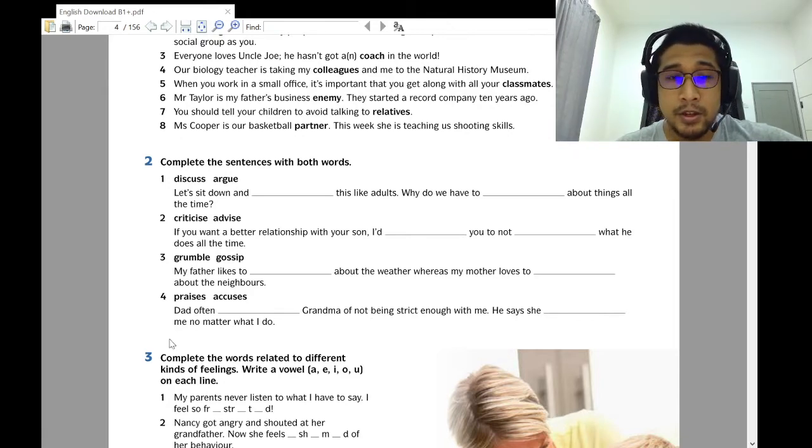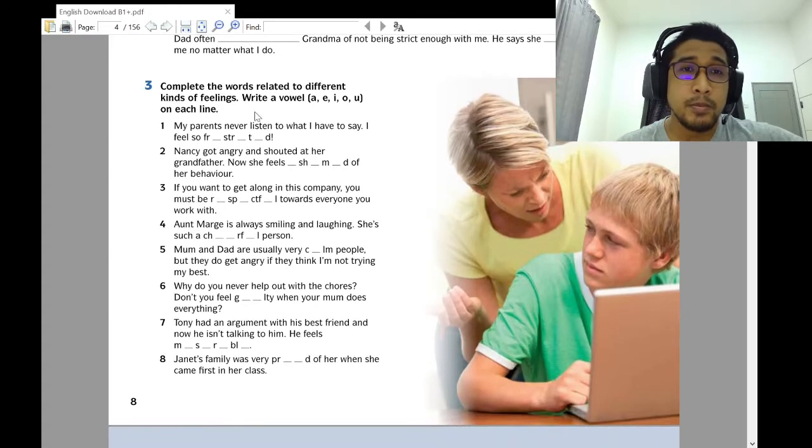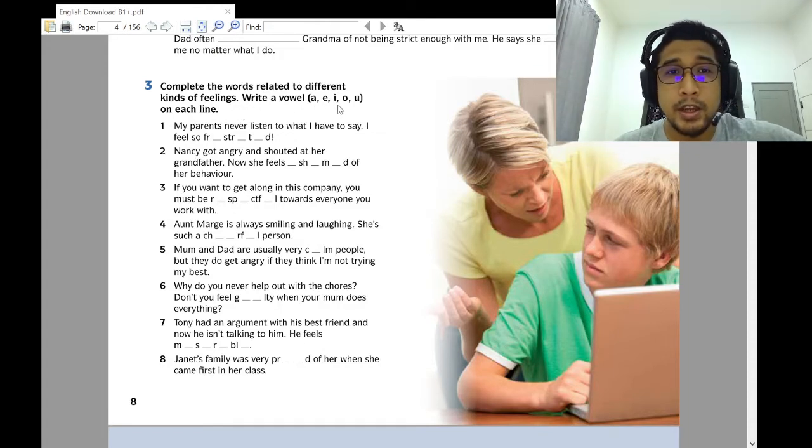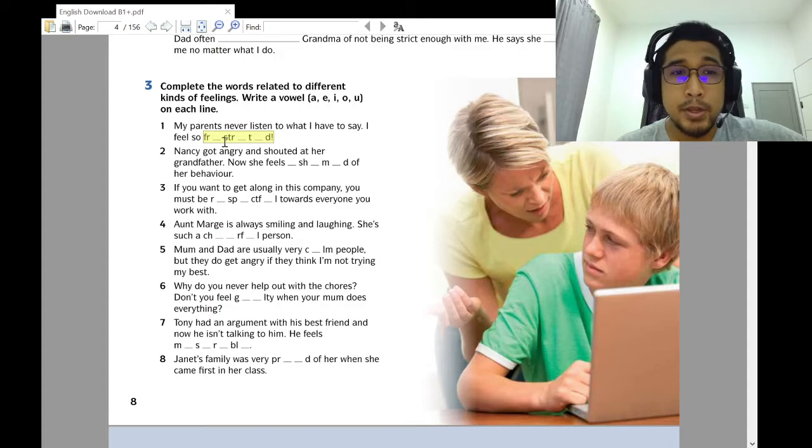We're moving to exercise number 3. Complete the words related to different kinds of feelings. Write a vowel, A, E, I, O, U. So these are vowels on each line. So as you can see here, these words are all feelings. You need to complete the word by filling in the blanks with a vowel letter.